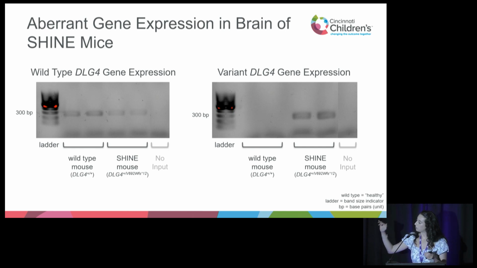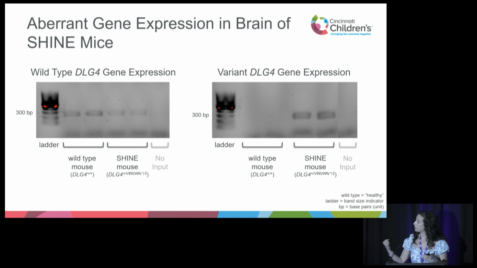And then in the next 2 columns, you see the SHINE mouse. This is a mouse that has 1 healthy copy of DLG4 and 1 variant copy of DLG4, the same variant that we see in our patient. And what you can see here is that both the wild type mouse and the SHINE mouse express the healthy DLG4 gene. So that's what we're seeing here on the left.